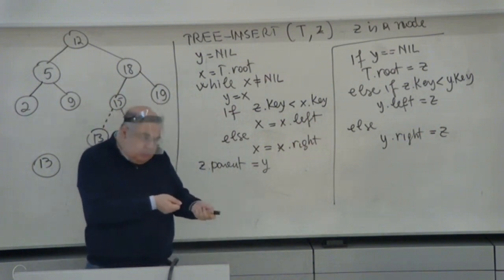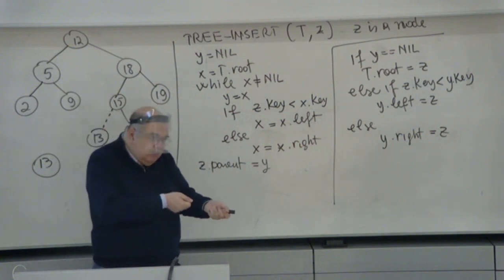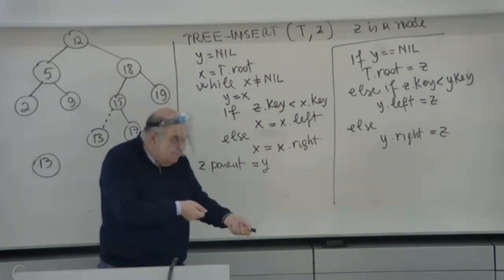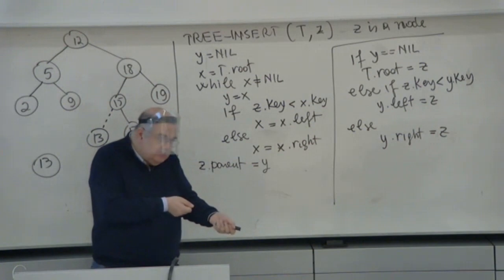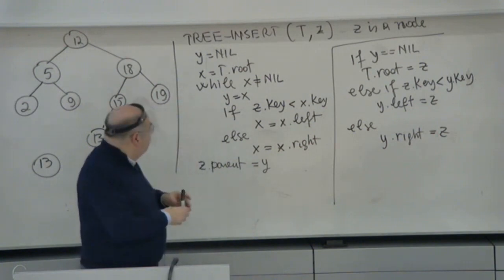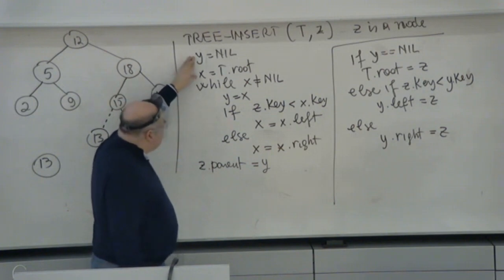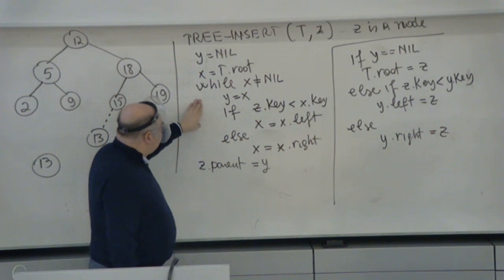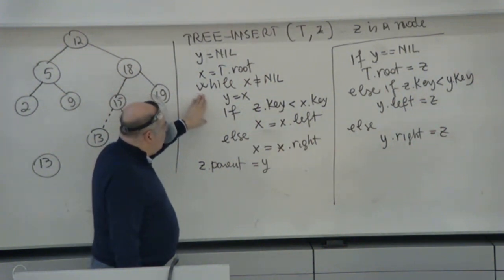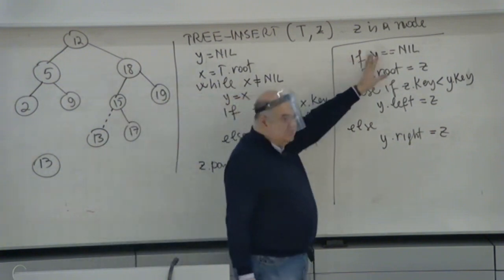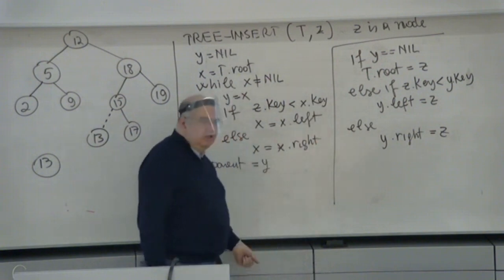So you are keeping 2 pointers. One is the X, and the other one is the Y, and the 2 pointers are going down together, and Y is always the parent of X, and you are going down. So Y is above, and X goes down. So you start from the root, and well, of course, you might say that the root is empty, and so you get immediately here.